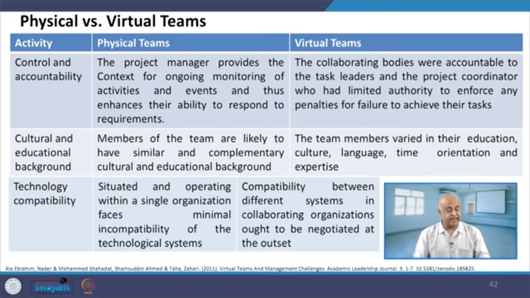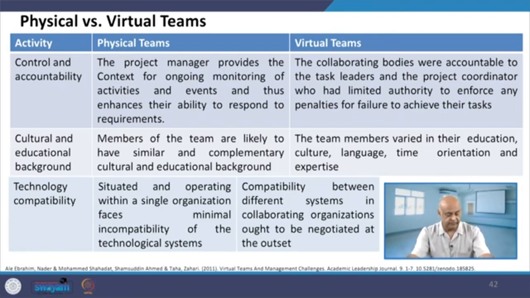As far as cultural and educational background is concerned, in physical teams, members of the team are likely to have similar and complementary culture and educational background. While in the case of the virtual team, because they are at different geographical locations, different places, their education, culture, language, time orientation and expertise will vary.